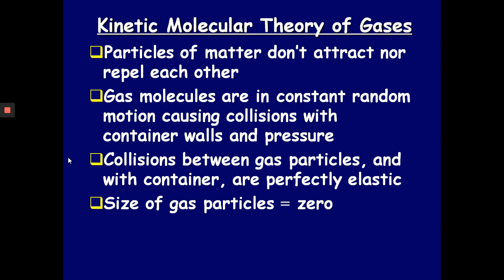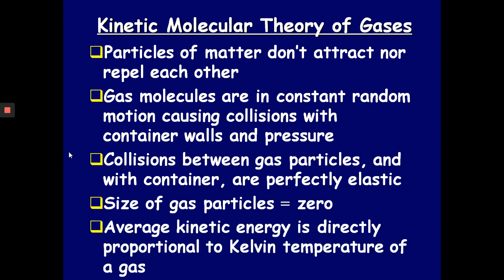The fourth postulate says that the size of the gas particles is so tiny that we're going to assume the volume is negligible. So basically, it doesn't occupy any volume. The last postulate says the average kinetic energy, which is energy due to motion, is directly proportional to the Kelvin temperature of a gas. So a higher temperature means more kinetic energy. These are the five postulates, or basically assumptions, of the kinetic molecular theory, which help us to understand the behavior of gas particles.